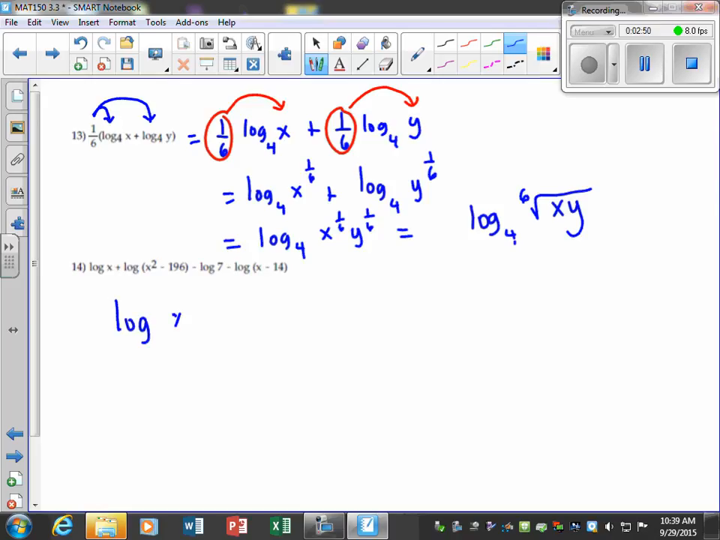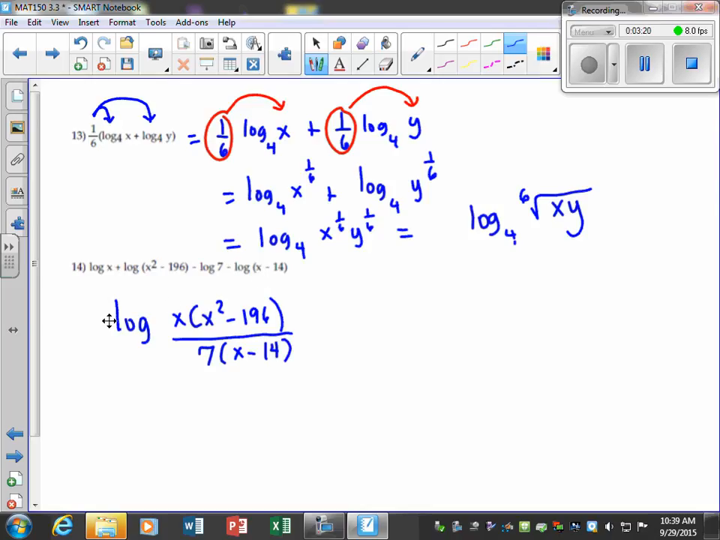Start with the first argument. Now, from the first argument to the next argument, it's addition. So what are we going to do with those two? Multiply. Okay, but you can see the next one is subtraction. So that one's going to require division. So we use our quotient rule. And then the following one is subtraction, so we use our quotient rule.